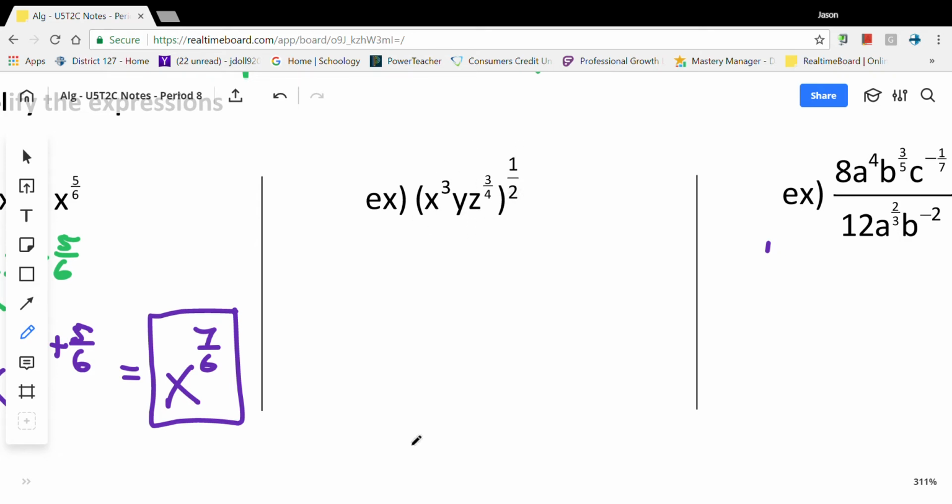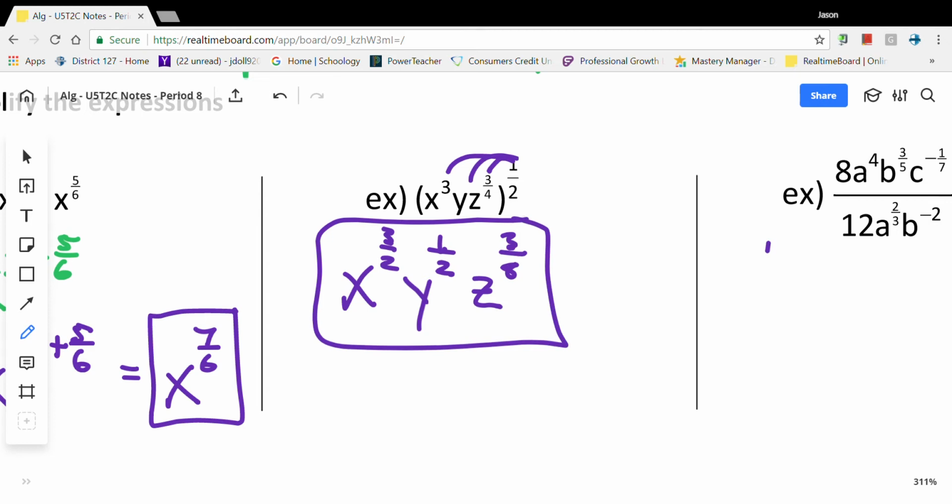All right, here we have an exponent outside the parentheses with a single term inside. So this is property 2. I can multiply this exponent by each of these here. So I will get x to the 3/2 power. I will get y to the 1/2 power. And now I have to multiply fractions. We multiply fractions by multiplying straight across, numerator, numerator, denominator, denominator. So I'll end up with z to the 3/8 power. Since there are no more like bases, no negative exponents, no exponents of 0, and I'm not dividing any bases, that would be my simplified expression.